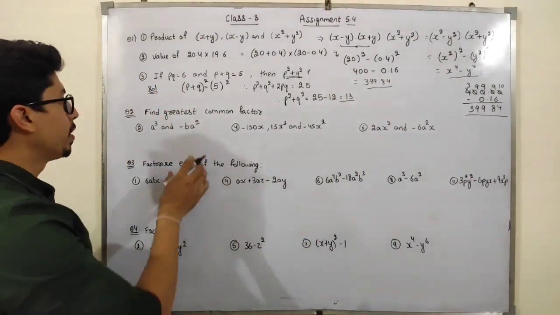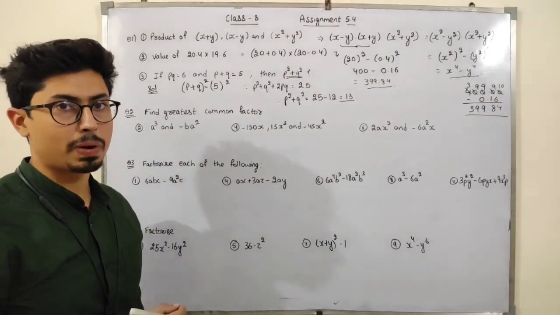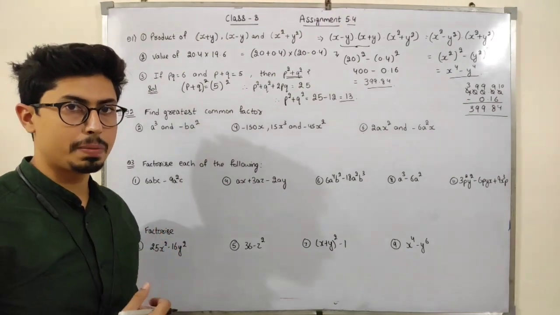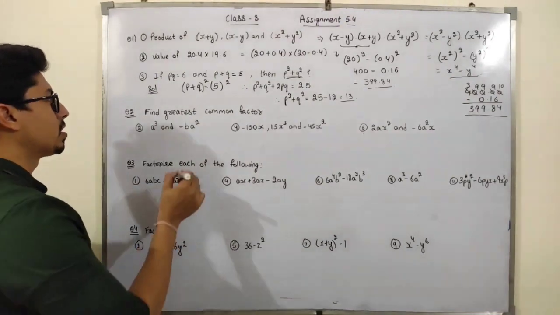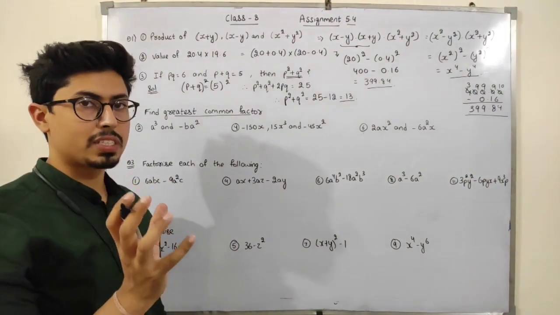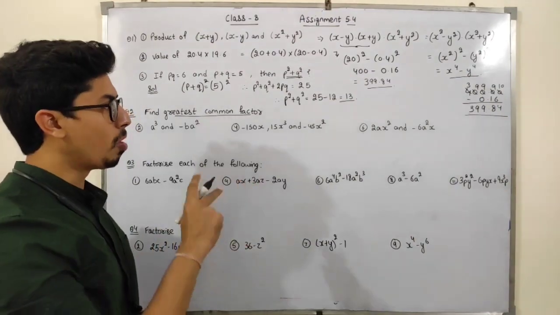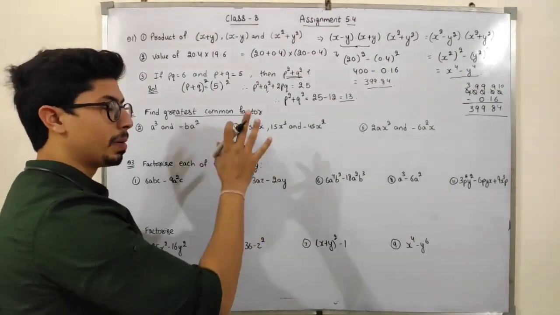Okay. Now moving forward to question number 2, students. In question number 2, we have 6 parts, out of which I am discussing the 3 parts. What we have to do, students, find the greatest common factor. That means the greatest number that I have to find out, and including the variables that will be common in both the numbers or all the numbers that are given.